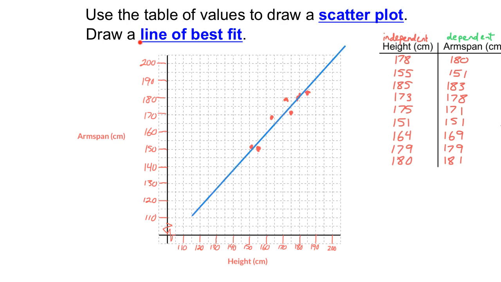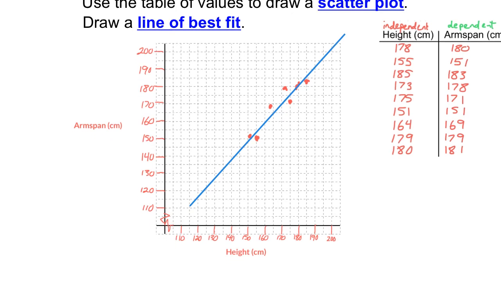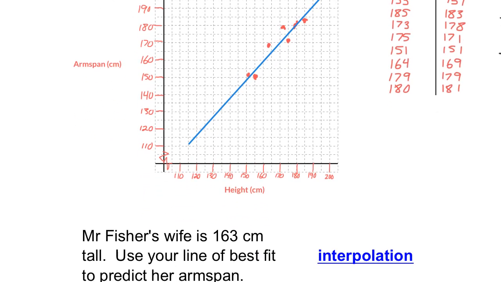So when I make my line of best fit, it would look something like this. I've just kind of eyeballed it. It looks like it's going through the points evenly, so it's evenly distributed on either side of the line, and it's following the upward trend of the data. And now, once I have this, I can start asking questions.